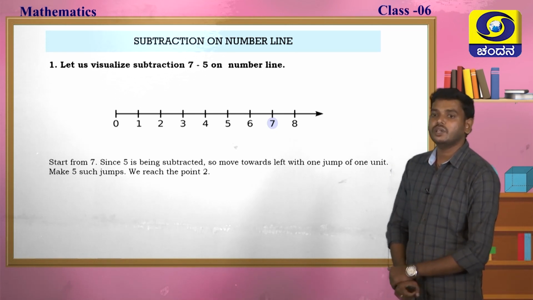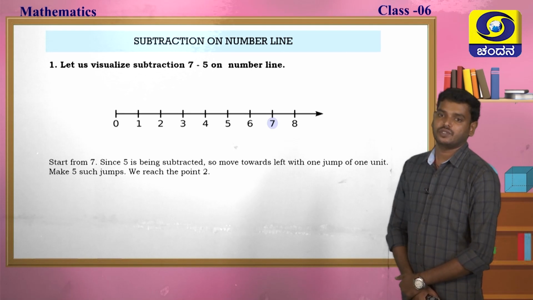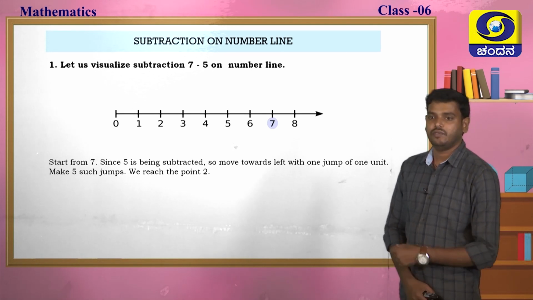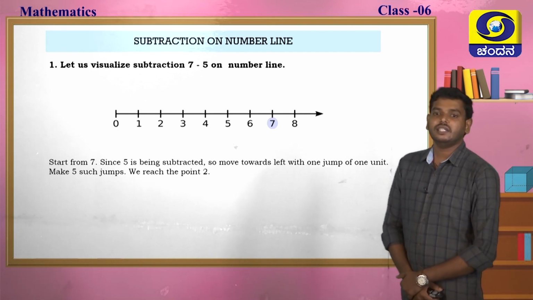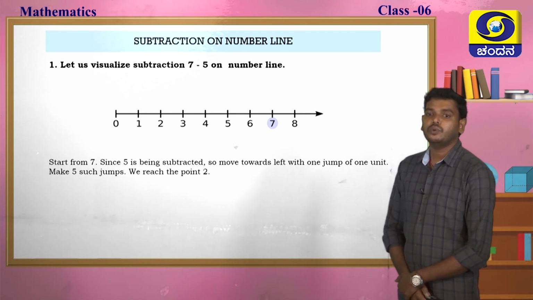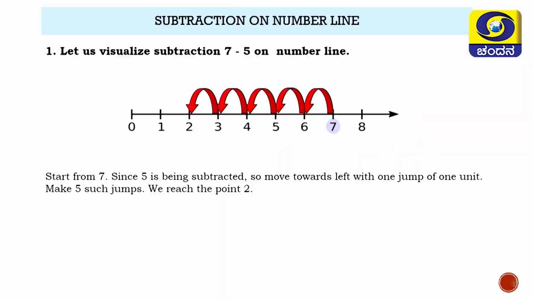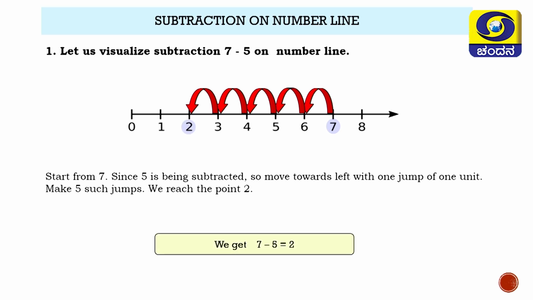We used to move towards the right side, but in the case of subtraction, we need to move towards the left. Start from 7. Since 5 is subtracted, we move towards the left with 1-unit jumps. Jumping left from 7: 7 to 6, 6 to 5, 5 to 4, 4 to 3, 3 to 2, each of 1 unit. So, we reach the point 2. Hence, we can say that 7 minus 5 is equal to 2.